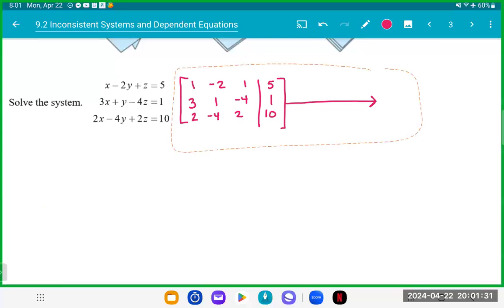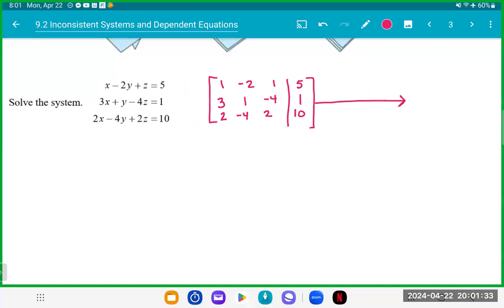And we want to get this to where, let's just reduce this first. We have a 1 already in the first, so let's work on getting zeros in these two. Let me do them in 2 different colors again, just to help you guys as we're working through these. You can see the different equations.